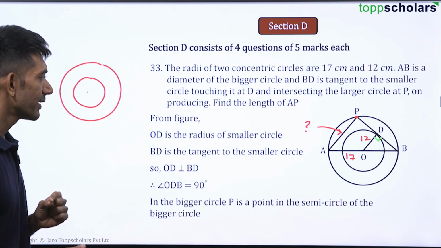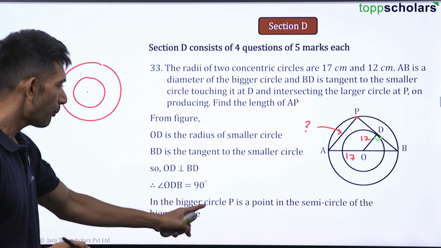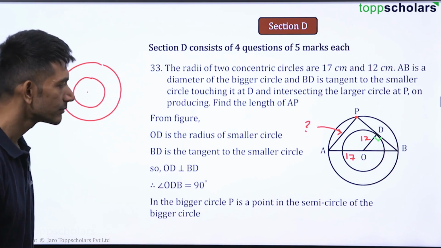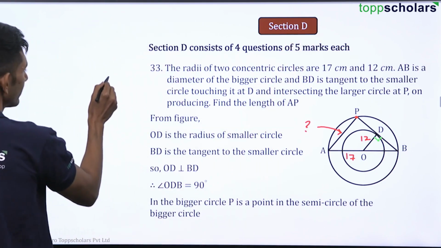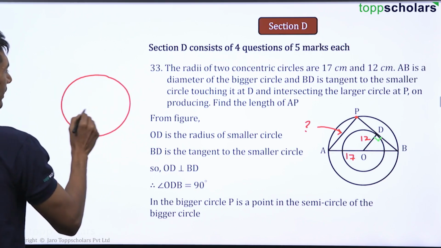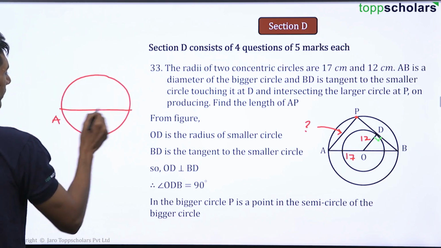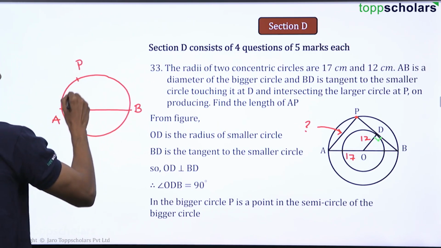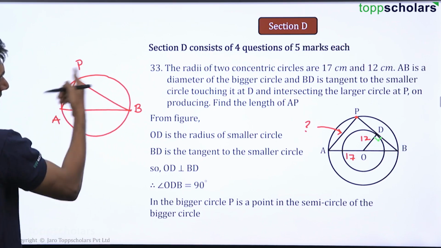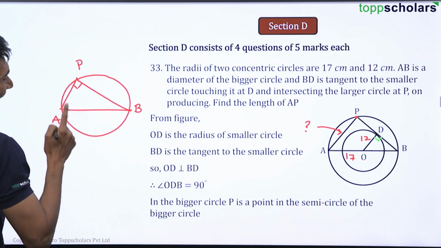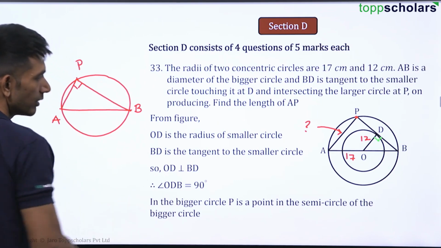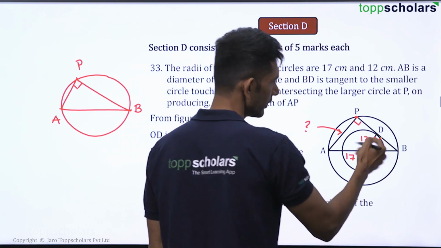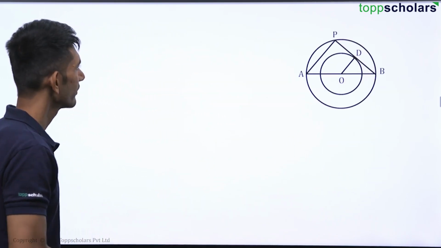Now understand, can I say point P is in the semicircle of the bigger circle? How? If I have a circle, the bigger one, only I am drawing one circle. What is AB? AB is the diameter. Point P is where? Point P is on the circle. So can I say this is a semicircle and point P is on the circle and the angle in a semicircle is a right angle. So can I say angle P will also be 90 degrees? So see, D is 90, P is also 90.